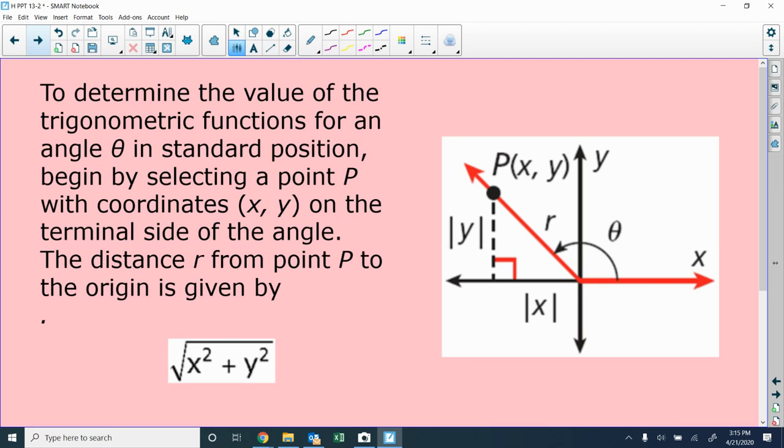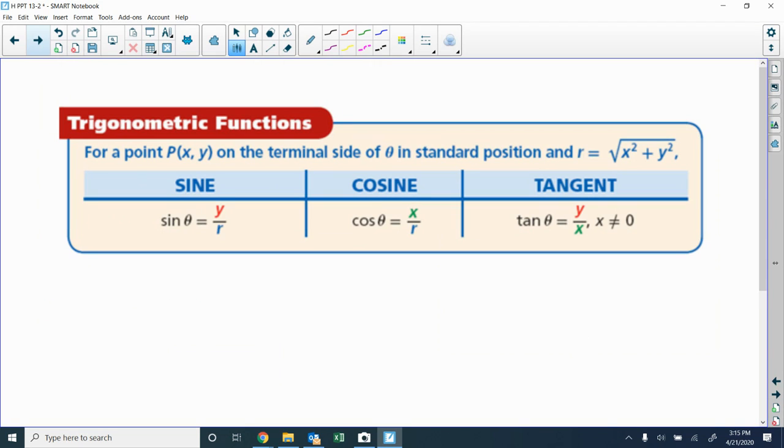Last thing today is a point. We're going to give you a point, and you determine the values of your sine, cosine, and tangent given that point. So we're going to get right to this, and I'll let you look at this for a second. It's y over radius, x over radius, and y over x, for sine, cosine, and tangent.